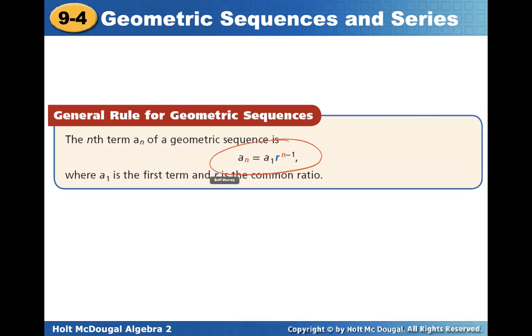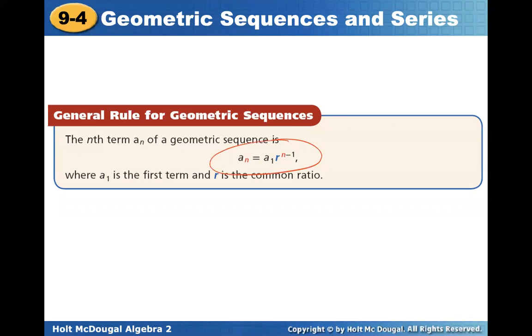This is the general rule for a geometric sequence. It's an exponential function. It says any term is the first term times r, the common ratio, to the n minus 1 power. Any term is the first term times r, common ratio, to the n minus 1 power.